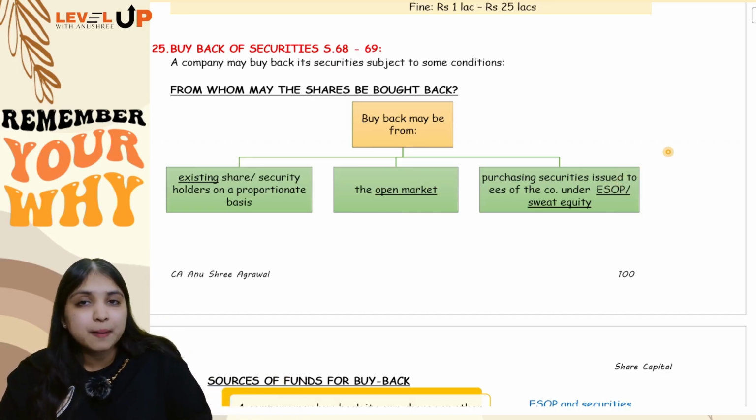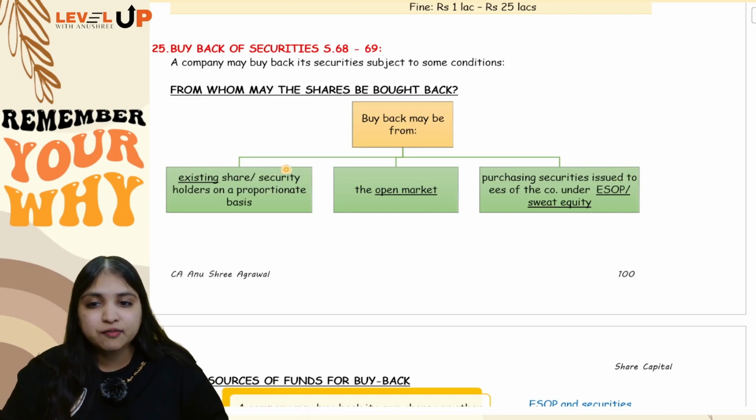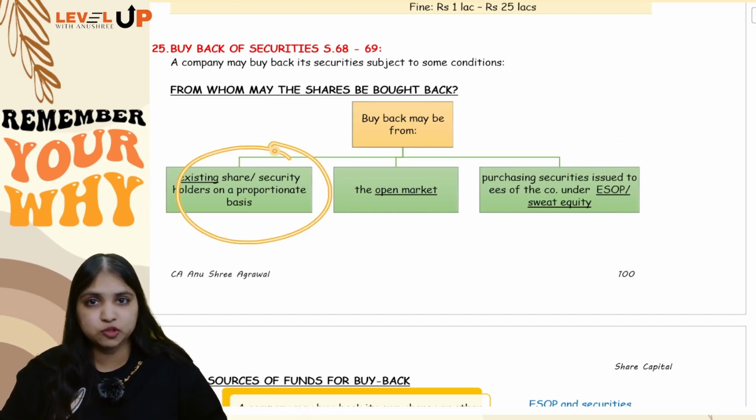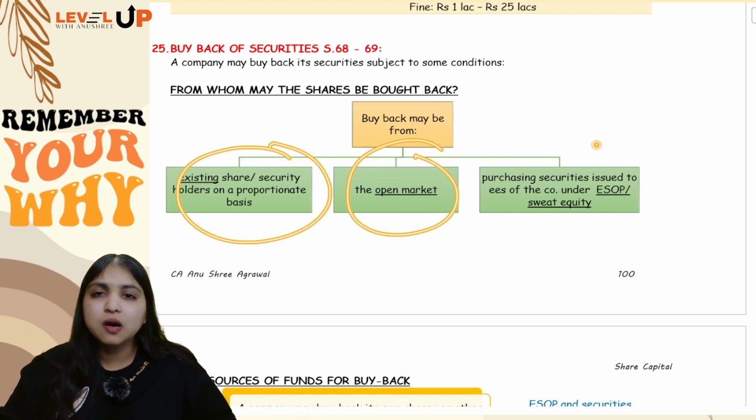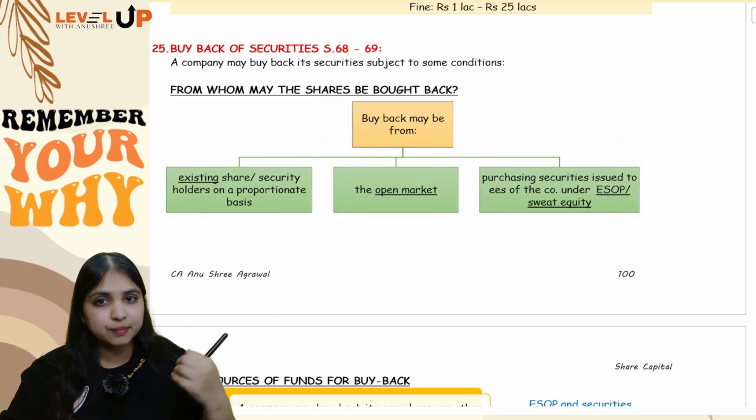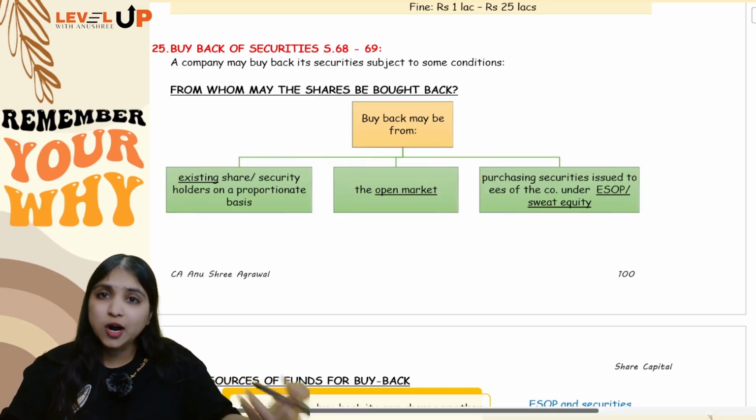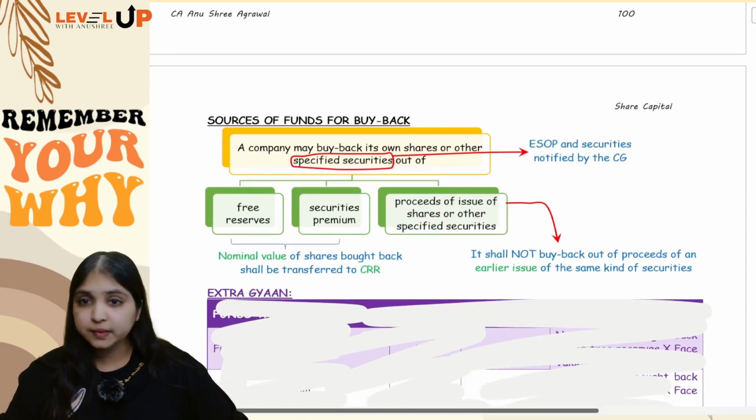So point number 1, company can buy back securities from whom? Either from the existing shareholders on a proportionate basis or from the open market, or company can buy back securities from the employees who got shares either through ESOPs or through sweat equity.